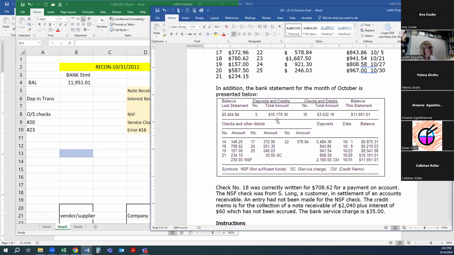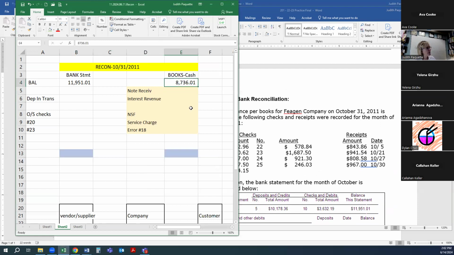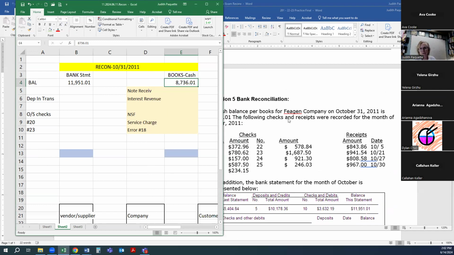Okay, so the problem gives us this number, the cash balance per the books is 8,736.01. So that's what I'm putting up here. Okay. And as far as your bank statement goes, it doesn't have to be in a really strict format. Just make sure you label it so I can read what you're doing. It doesn't have to be that same strict format that I require for the multi-step income statement and the classified balance sheet. So be sure to study both of those statements in their proper order and with their proper subtotals, okay? All right, so we're gonna put that up.